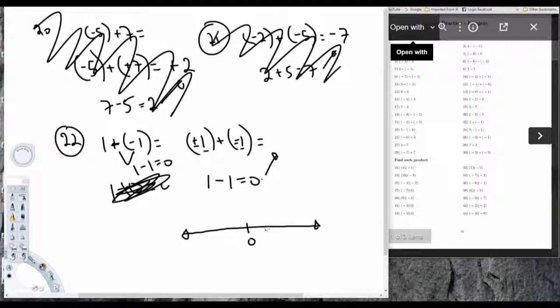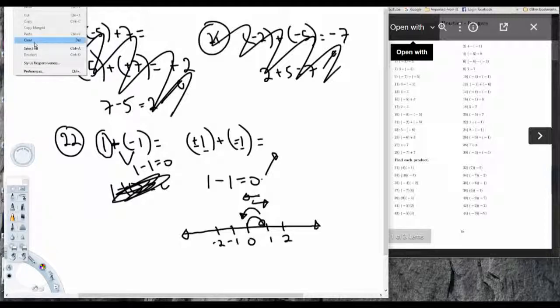We have 0, 1, 2, minus 1, minus 2. So the problem says 1 plus minus 1. And that's what happened. That's why you end up with the result 0. So let's clear this.